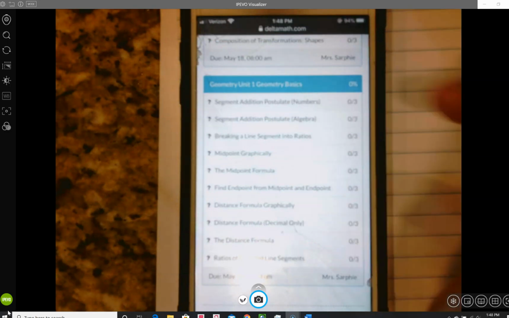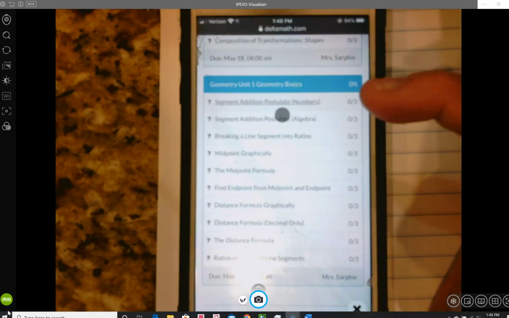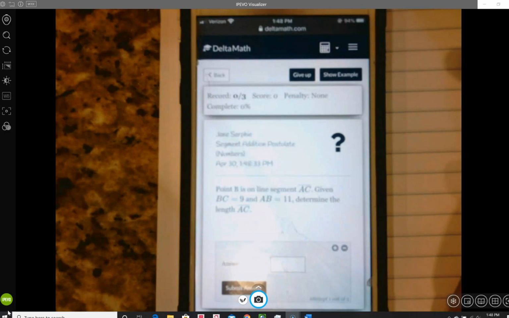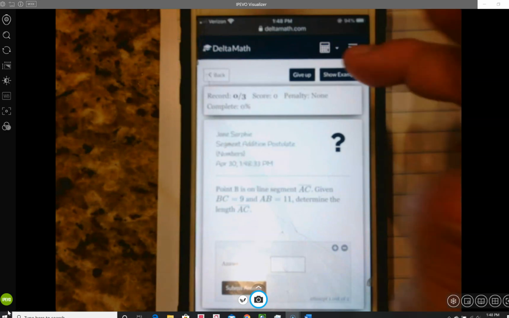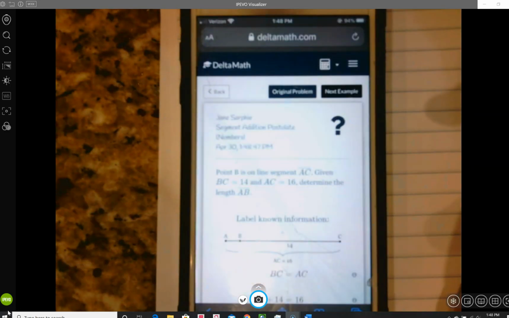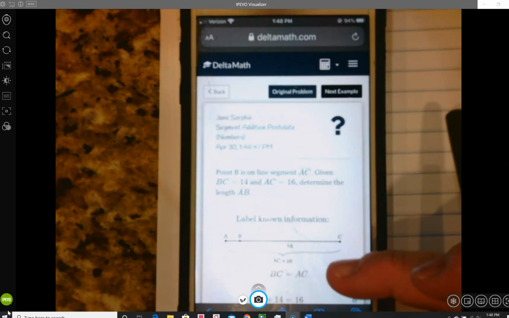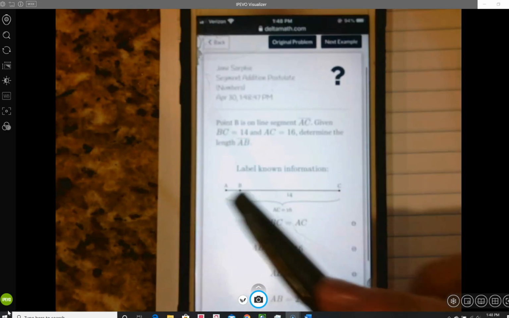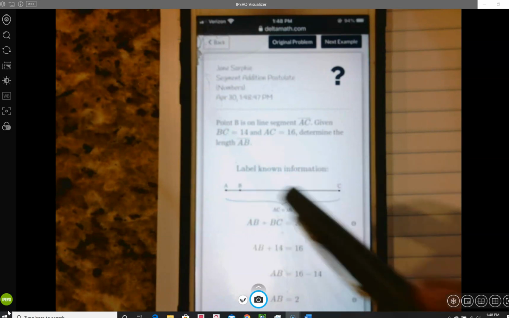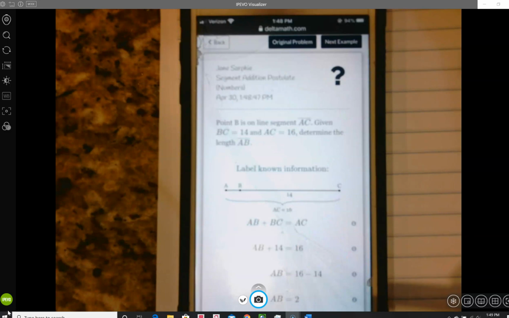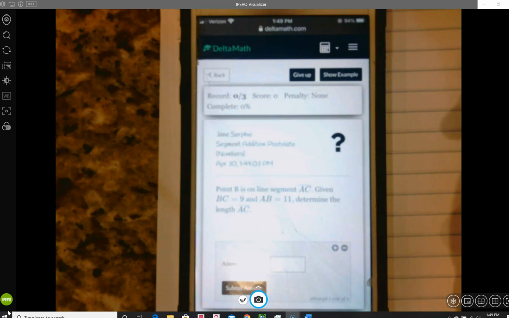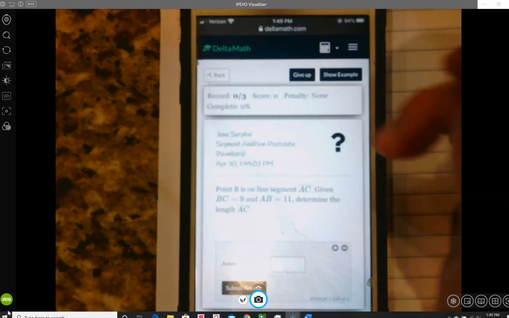If I go into one of the first topics, segment addition postulate with numbers, and look at this problem, and I have no memory or no clue of how to do it, I can go in and look at an example. I just hit show example, and if I read through everything carefully, it shows me I need to sketch the line and label all the parts. Once I label the parts, I can see what the missing parts are. Then you can just go back to the original problem and put in your answer and go.